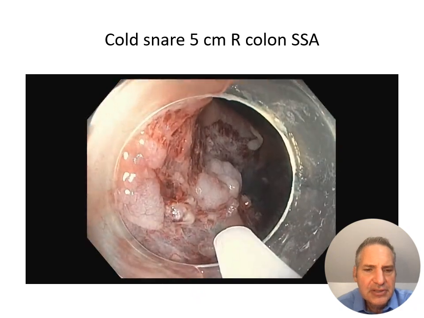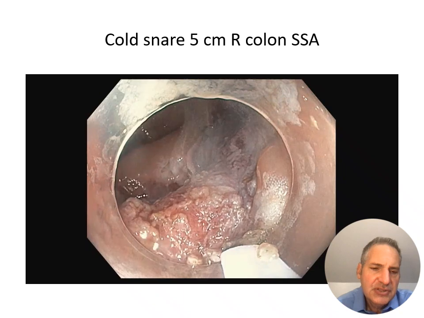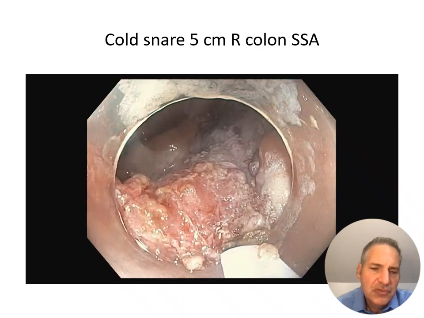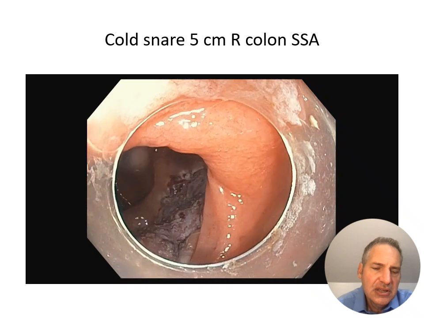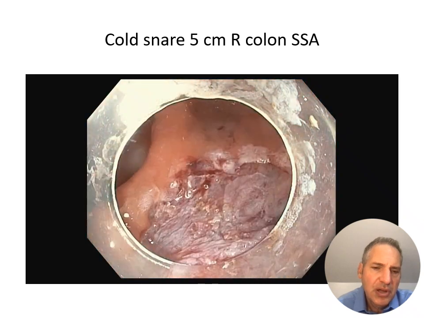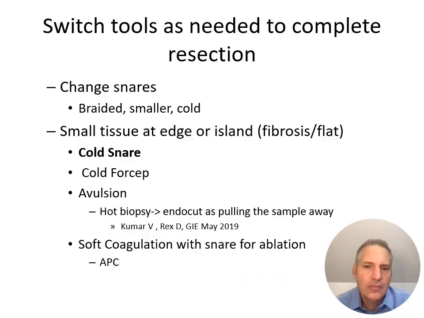And then lastly, we'll ablate the border with a hot snare with just a little bit of the tip of the snare out and the soft coag setting, and we can ablate the borders of the polyp. You can also ablate any islands of tissue at the base. I find it very helpful to switch tools as needed to complete the resection.